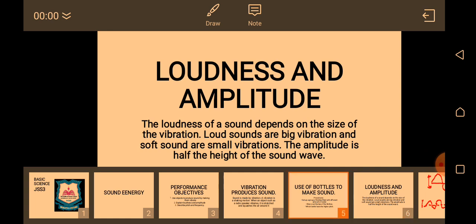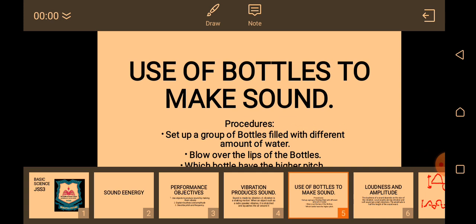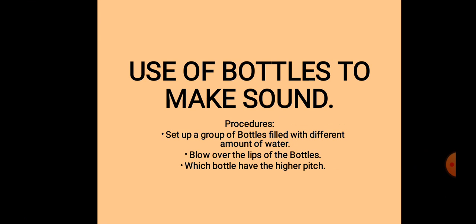Now let's look at how we can make use of bottles to make sound. The procedures are very simple. You have to set up a group of bottles filled with different amounts of water. Let's say bottles A, B, and C.